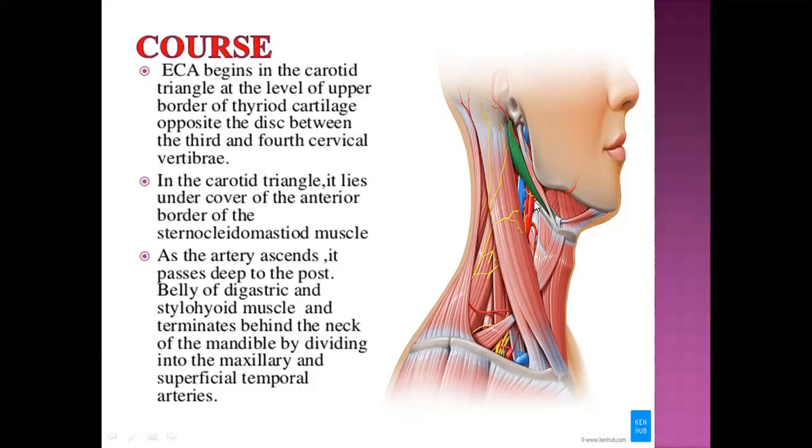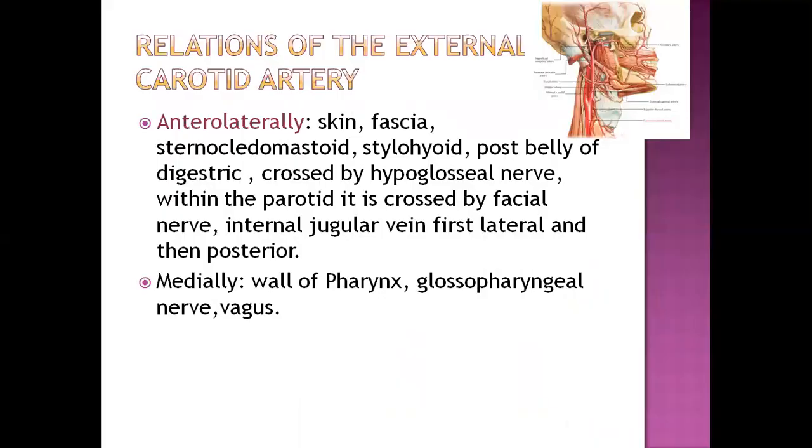It actually enters into the substance of the parotid gland, and at the level of the neck of the mandible, it divides into the maxillary artery and superficial temporal artery. So the terminal branches of the external carotid artery are the maxillary artery and the superficial temporal artery. So what are the other branches except the terminal branches? We'll discuss in a while.